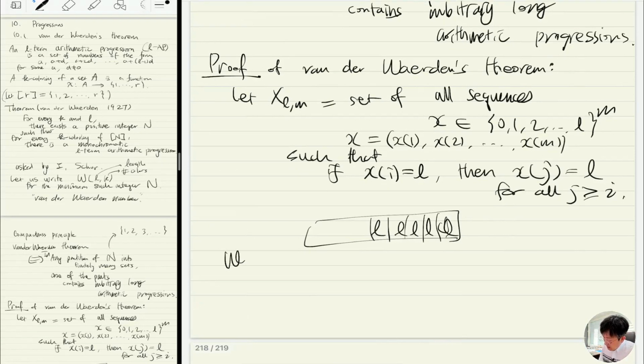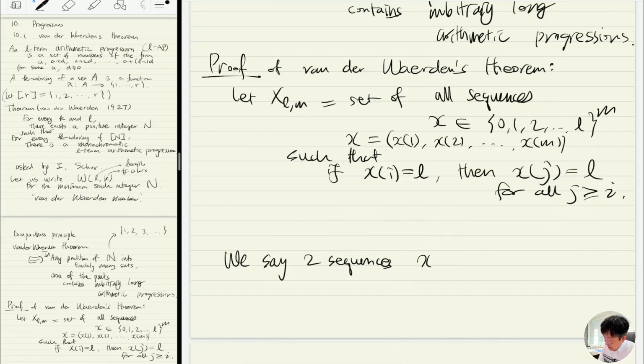And we say two sequences, let me define XM. So XM is gonna be, no X.